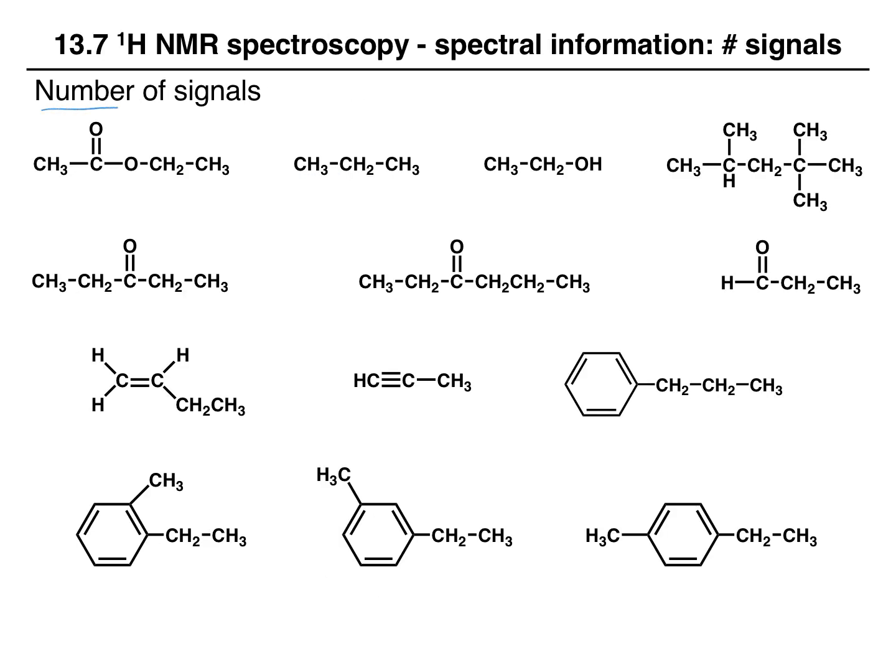Now, the number of signals in a proton NMR spectrum gives us information on the number of types of hydrogens, or how many sets of hydrogens we have. So we are going to focus on equivalent versus non-equivalent hydrogens.